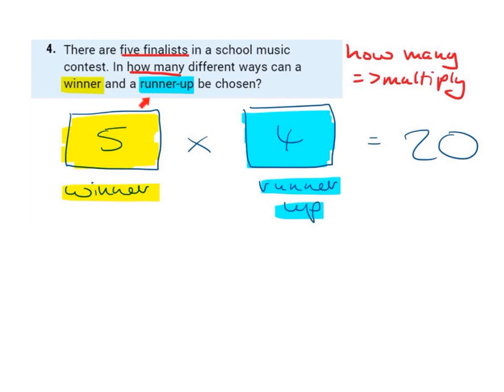So I like this box method personally. I think it's much easier and you can visualize what's happening. But if you wanted to put this into your calculator instead of doing 5 multiplied by 4, you could just put into the calculator 5P2. So the P stands for permutations, which is another word for arrangements. So we've 5 finalists, and we want to arrange them in 2 ways, winner and runner-up, so there's 2 different ways. So that gives us 20. But personally, I much prefer this box method.